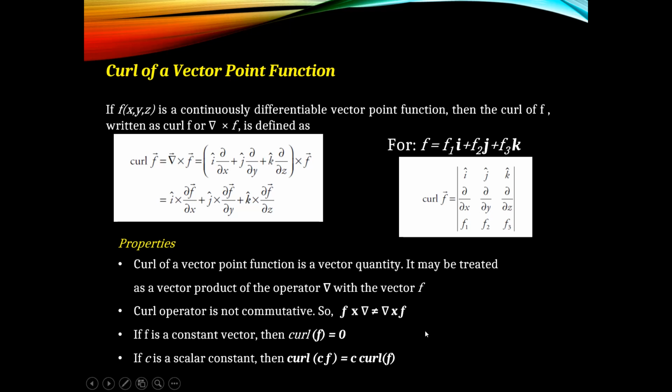Now if you have a vector function f as constant, then its curl will be 0. Now suppose f is a vector function and c is a scalar constant, then the curl of c times f is c, that's a constant, times curl of f.